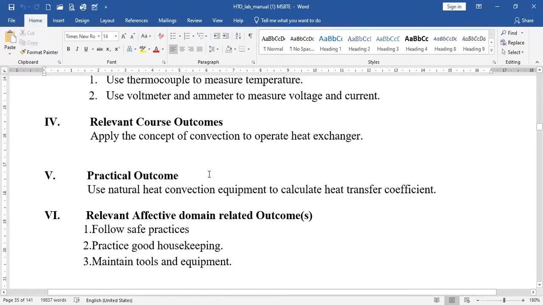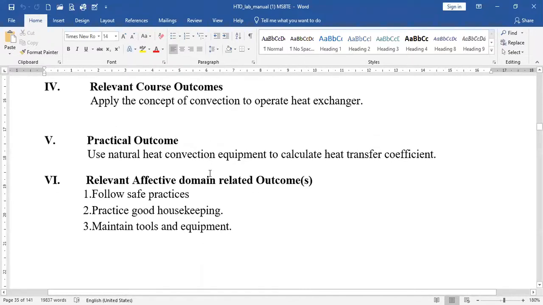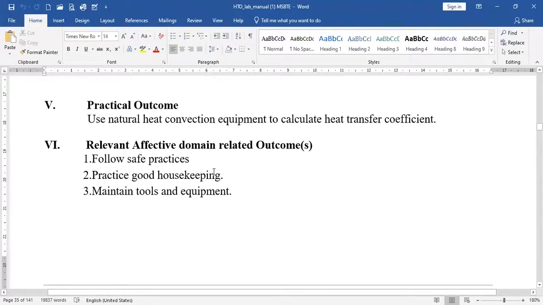Then relevant course outcome: apply the concept of convection to operate the heat exchanger. So we have to use the knowledge, that is, the concept of convection and types of convection, and this knowledge can be applied to operate this heat exchanger. Then practical outcome: use natural convection equipment to calculate heat transfer coefficient. So our main aim is to calculate the heat transfer coefficients.